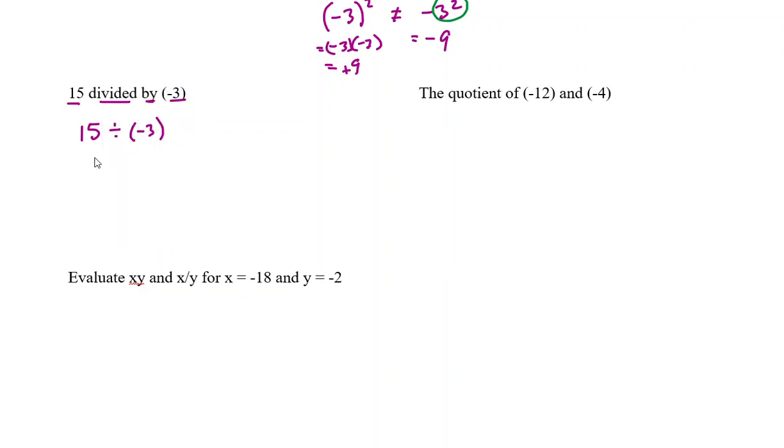Okay, we could write it that way, but there's another way we could write this. We could say 15 divided by negative 3. Okay, so that's writing it as a fraction, but that actually is a little bit more comfortable for some of us because we're used to reducing fractions.